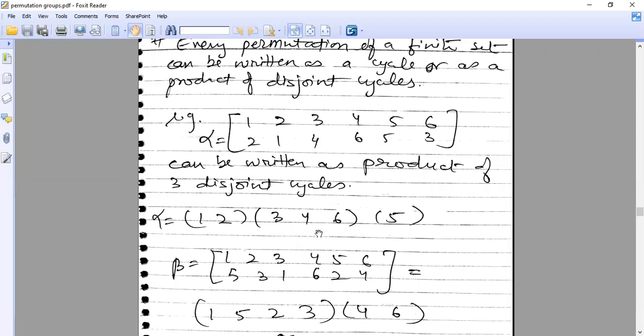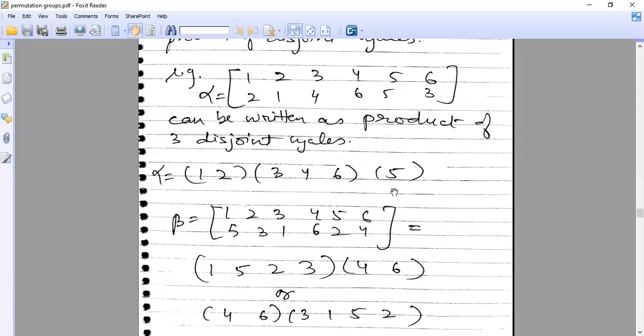So what is left now? So now 5 is going to 5. So you can just write (5). So 5 is going to 5. So this is your alpha represented as the product of disjoint cycles.